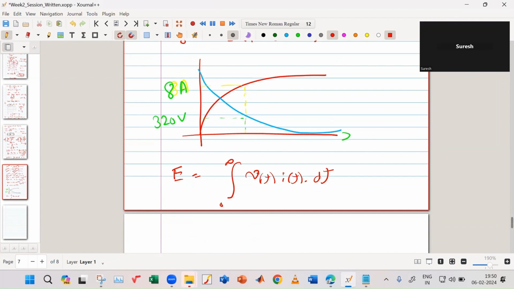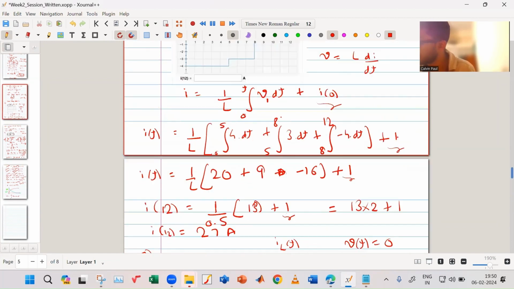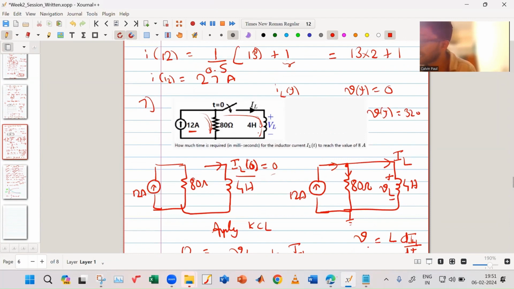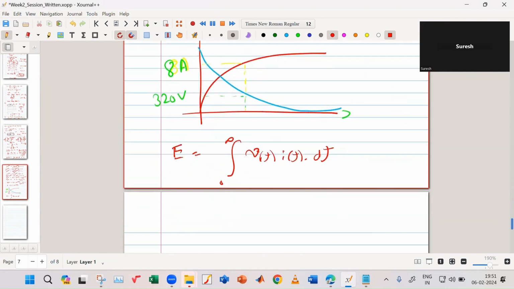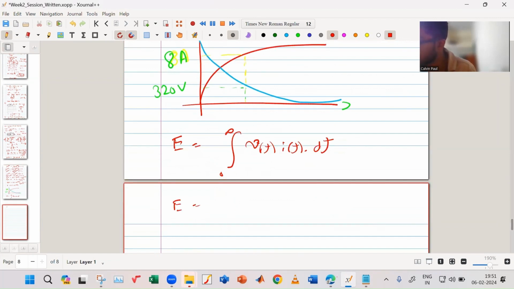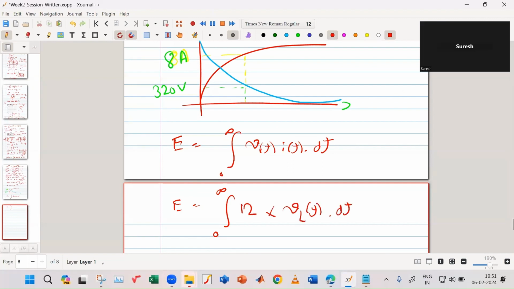And for your current source, this is 12 ampere. Your current is not changing. So your I of t for your current source is 12 ampere, it is fixed. But what is the voltage across your current source? Your voltage across your current source is a function of VL. So energy is equal to the integration from 0 to infinity, current I of t is constant 12, so this is 12 into VL of t into dt.